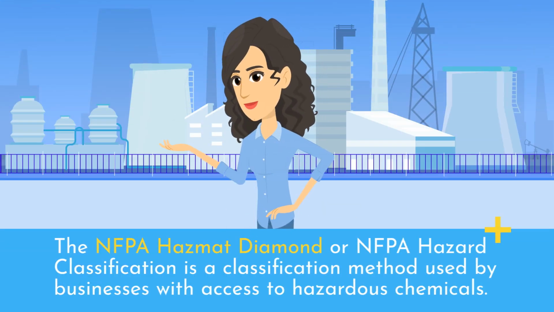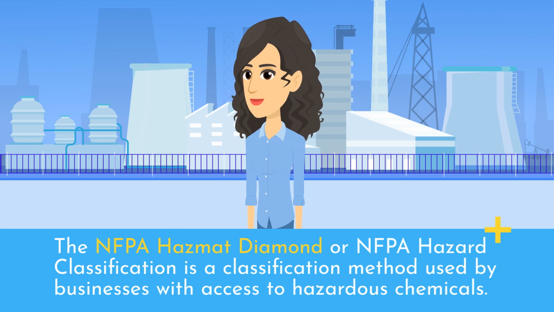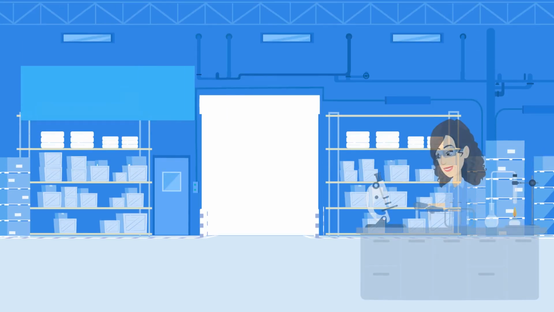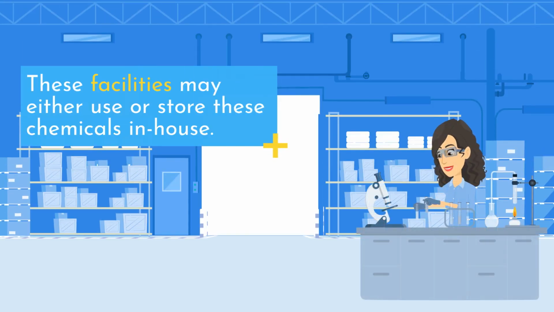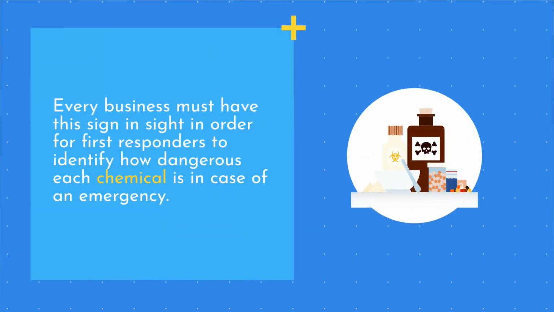The NFPA Hazmat Diamond or NFPA Hazard Classification is a classification method used by businesses with access to hazardous chemicals. These facilities may either use or store these chemicals in-house. Every business must have this sign in sight in order for first responders to identify how dangerous each chemical is in case of an emergency.